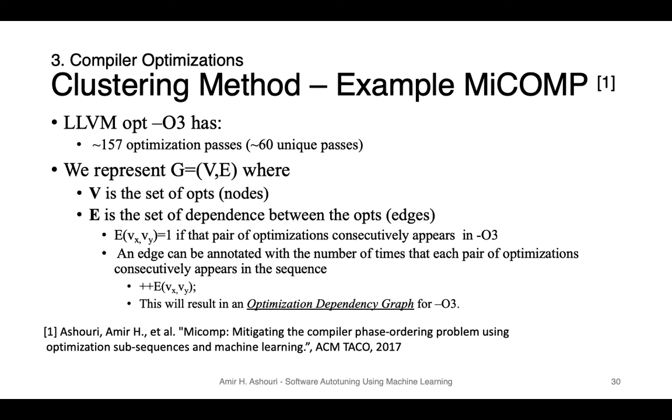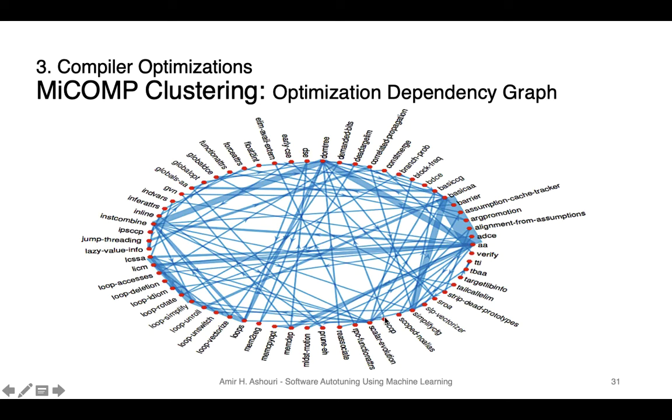If you have another one later on, because you have repetition in O3, you're going to add them up again. Using that, you're able to generate an optimization dependency graph out of O3, and that was the result. So these are the 60 unique flags inside that, and the thicker the edge, the higher the number of dependencies among these two flags inside O3.